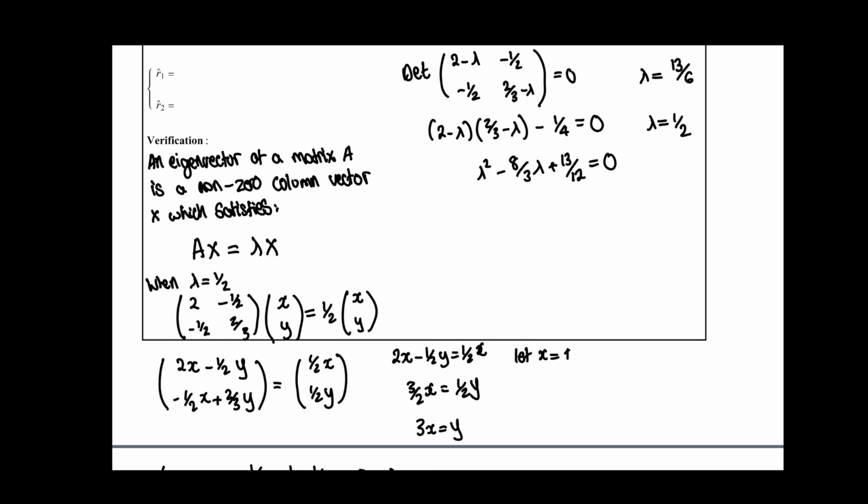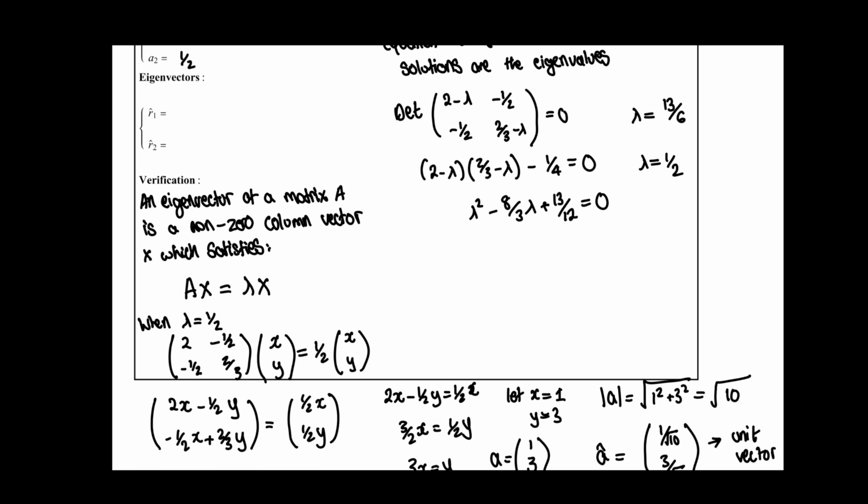If we now worked out the normalized eigenvector, we would have to find the magnitude of this vector, which I'll call A. To do that, we do square root of 1 squared plus 3 squared, which would give us root 10. So now the normalized eigenvector is equal to 1 over root 10 and 3 over root 10. So here we're just working out a unit vector. Cool, so this would go over here.